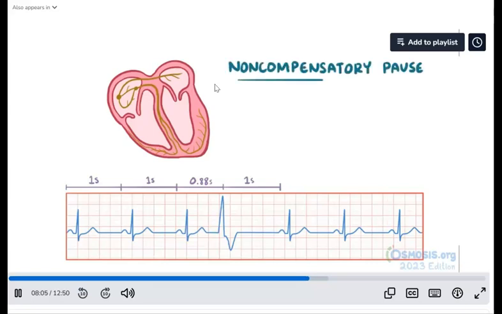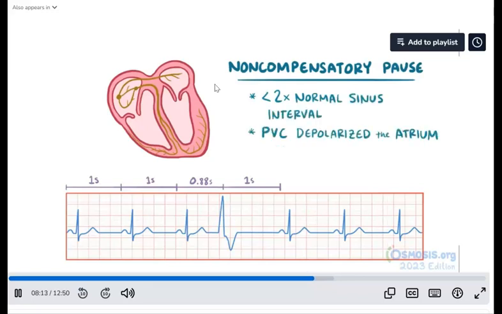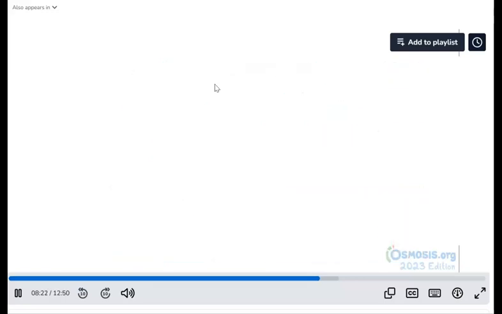This time we call this a non-compensatory pause, because the sinus complex lands less than 2 times the normal sinus interval. And this is how you can tell if the PVC depolarized the atrium or not. A ventricular ectopic focus can fire at different points in the cardiac cycle, which we can look at using the ECG.